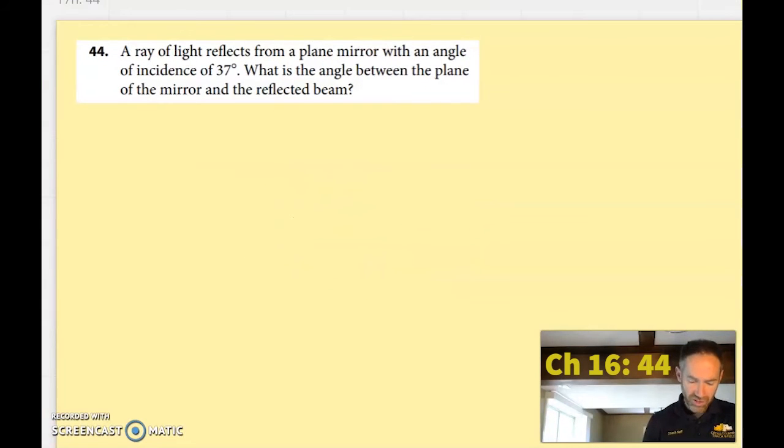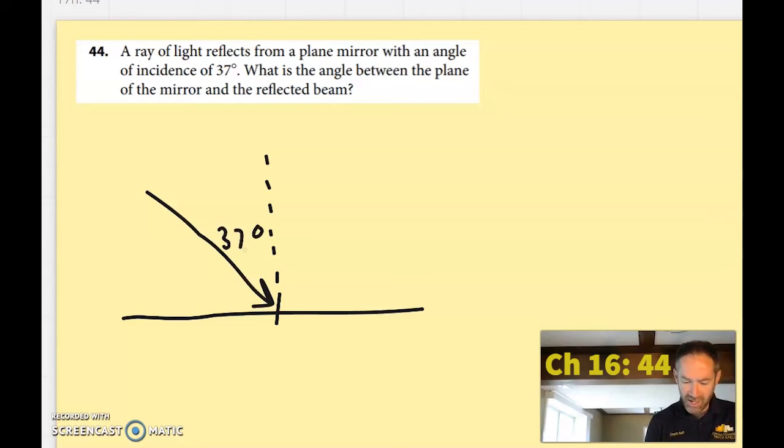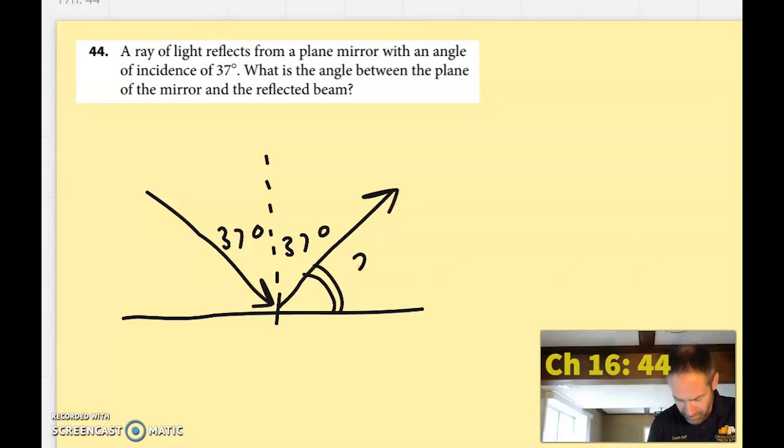On number 44, it says a ray of light reflects from a plane mirror with an angle of incidence of 37 degrees. So maybe something like that, 37 degrees. What's the angle between the plane of the mirror and the reflected beam? So they're not actually asking for an angle that we have a name for. They're asking for this angle right here. This is going to be 90 minus 37, 53 degrees.